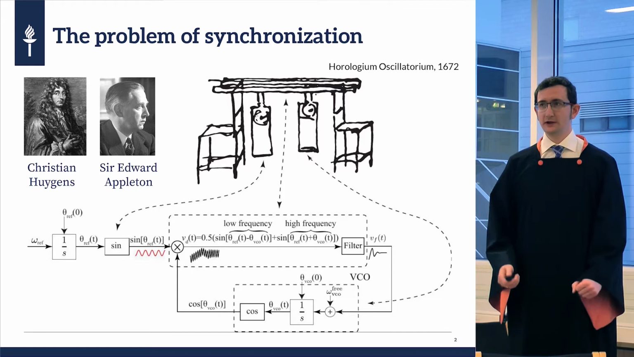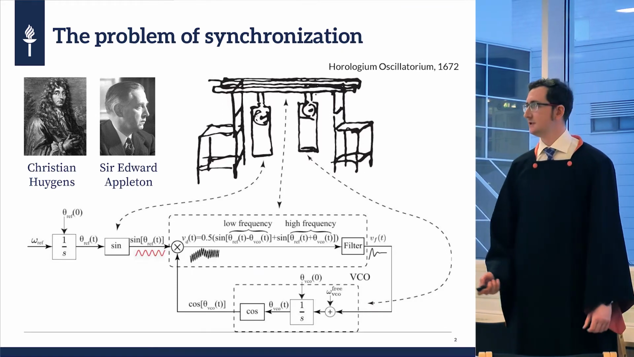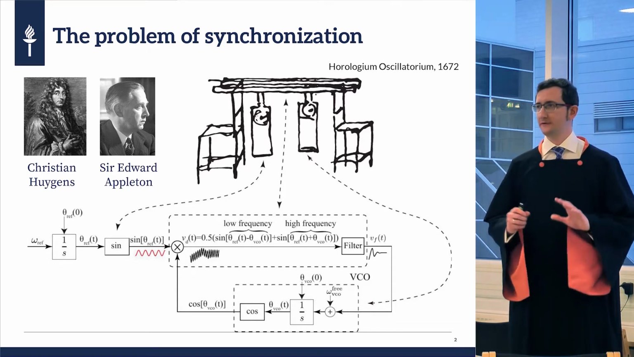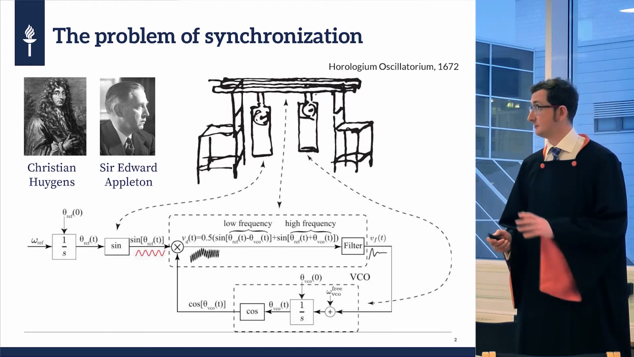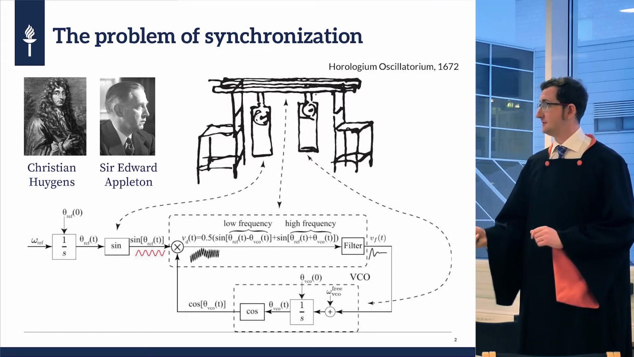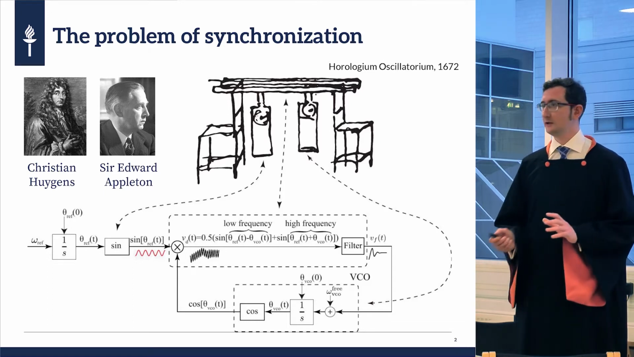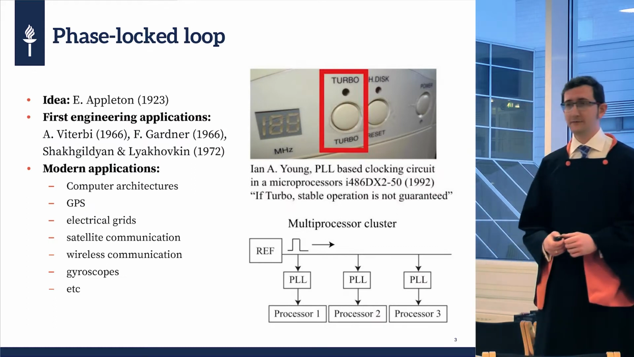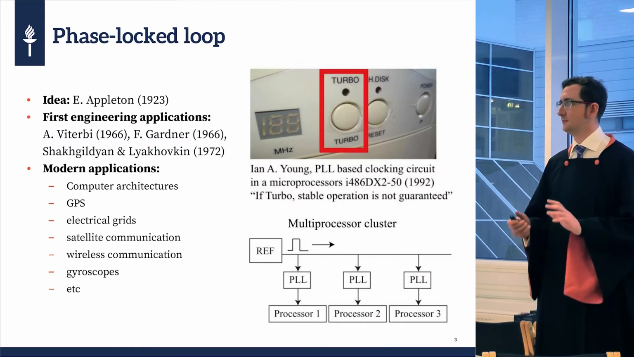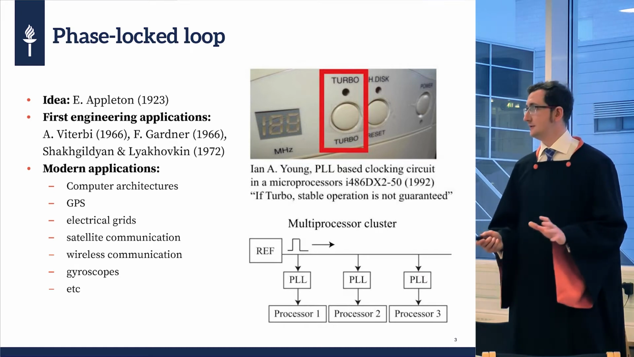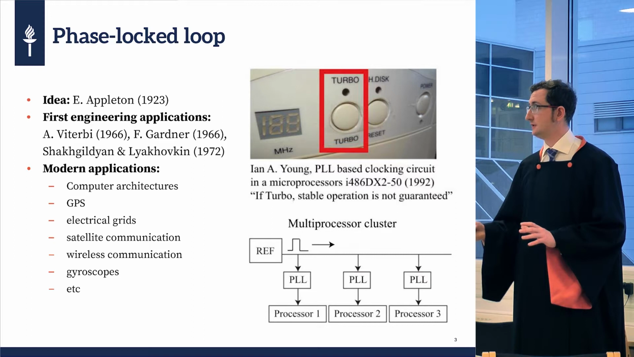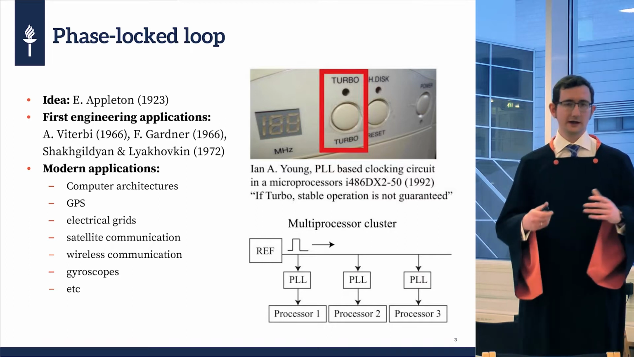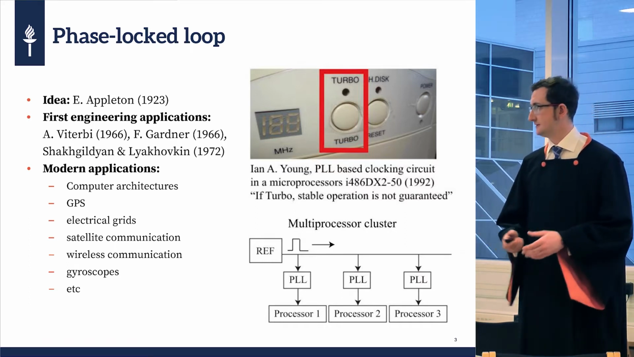Nowadays, we mostly use master-slave synchronization, which was first used by Sir Edward Appleton, who studied the ionosphere, actually proved that it exists, and got a Nobel Prize for this. This is the system that allows us to synchronize one oscillator to another. Currently we have wide usage of these systems in computer architectures, GPS, and others. The first mentions in engineering literature belong to Viterbi, Gardner, and later Shakhgildyan and Lyakhovkin in the start of the second half of the 20th century.